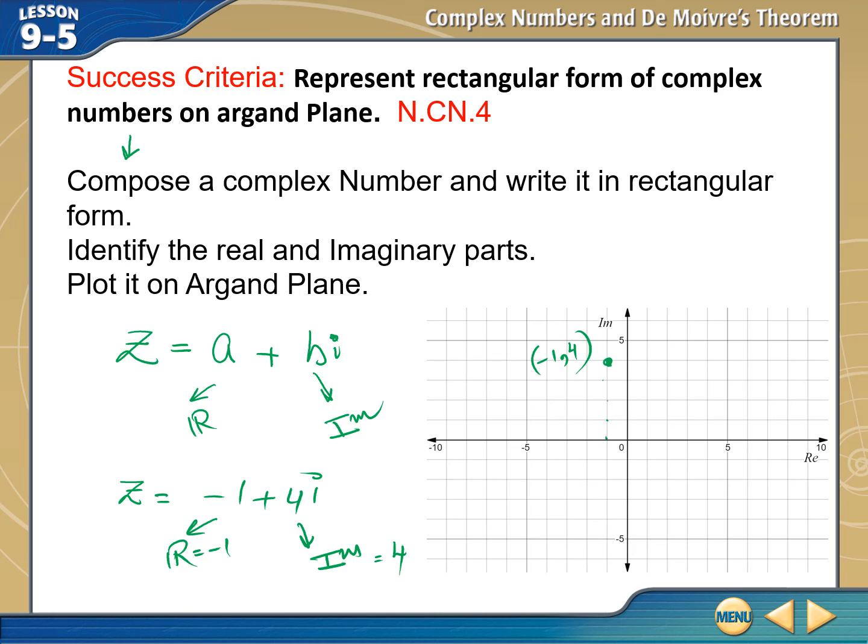I hope that you understood the concept, how to write any complex number and how to draw or sketch the complex number on the Argand plane. Now practice yourself and see you in the next video.